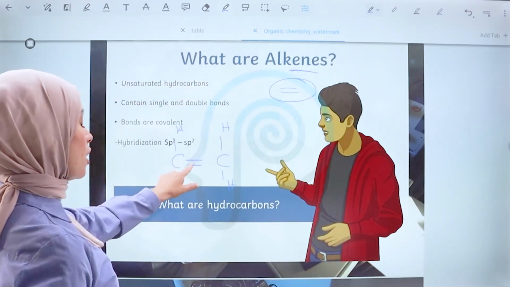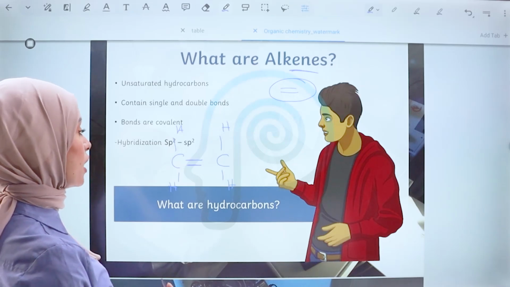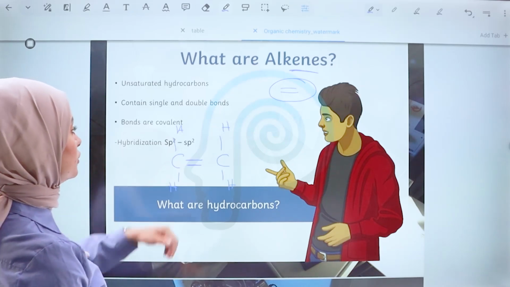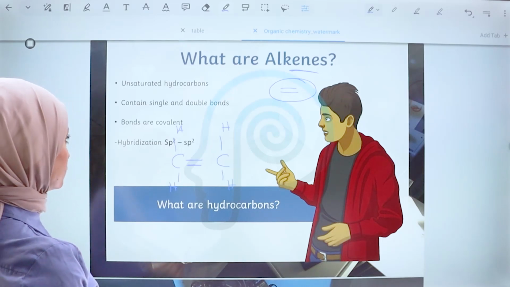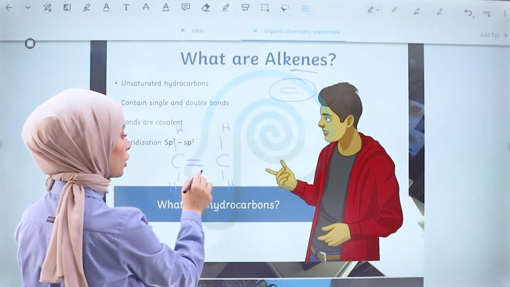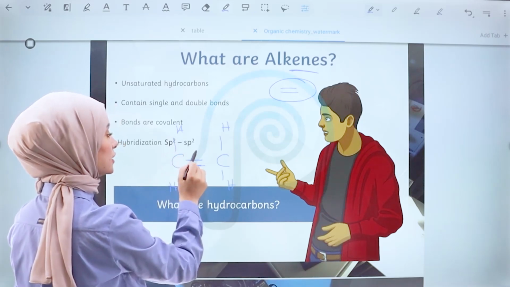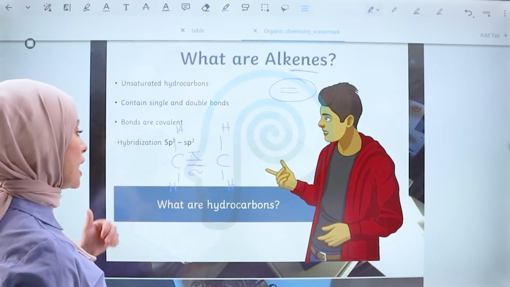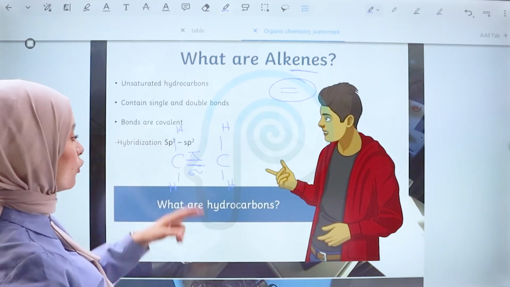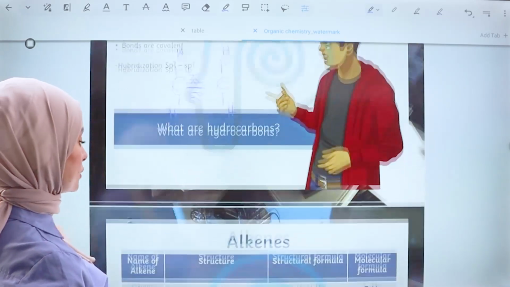So alkenes contain a double bond, and we say that this is an unsaturated hydrocarbon because it contains a double bond. The first one is a single bond, which we call sigma. The other one in the double bond we call pi. And the hybridization of the alkenes is sp2 for the 2 carbon atoms.